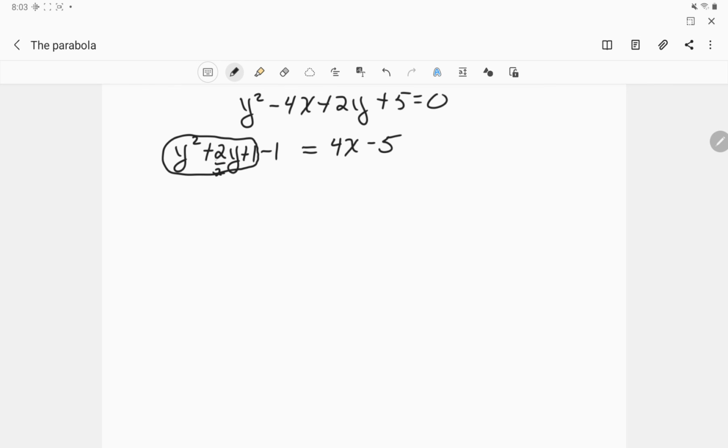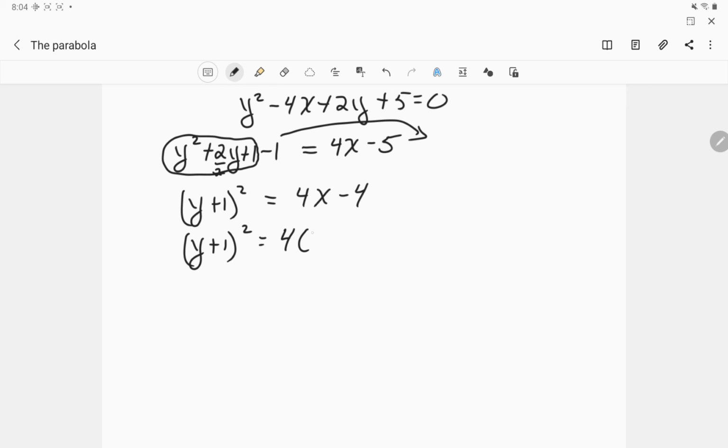So this is a perfect square trinomial. It is y plus 1 squared. I'm going to take this minus 1 and move it over here. So I have 4x, and it would be negative 5 plus 1, which would be negative 4. I'm almost to standard form already. So y plus 1 squared, the only thing I need to do is whatever number is in front of the x, in this case it works out nicely because it's a 4. Even if it's not a nice number, take that out as a common factor. So I'm going to take 4 out, which would leave me with x minus 1.